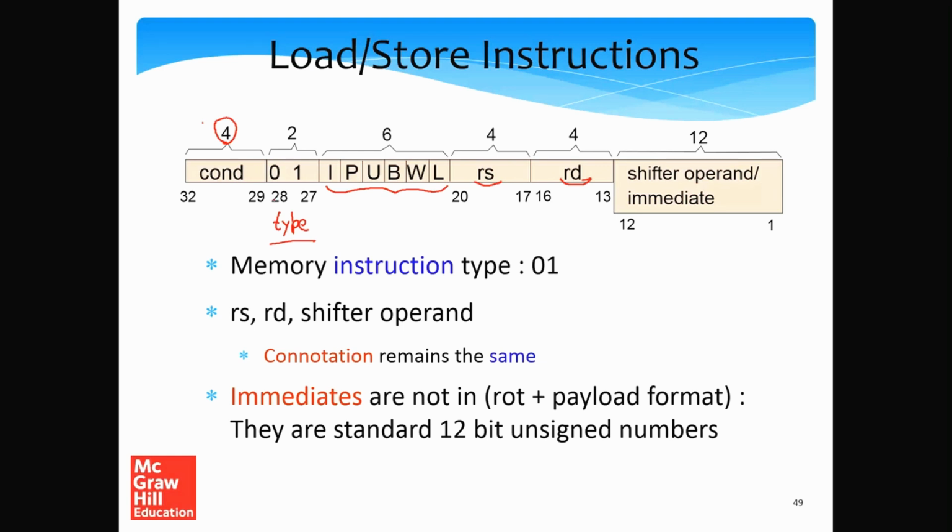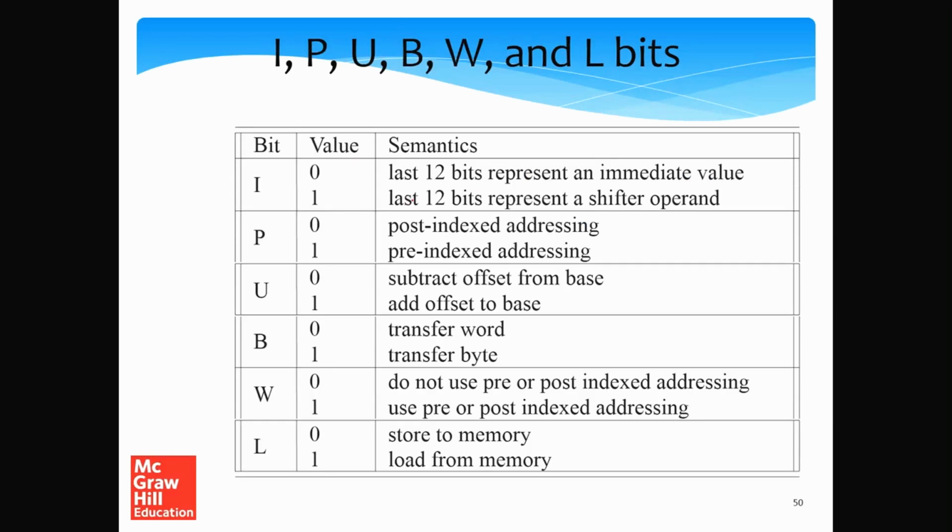So what we need to discuss now is the connotation of these fields I, P, U, B, W, L. The I bit, if it is 0, says that the last 12 bits represent an immediate value, a fixed offset from the base register. And if it is 1, it says that the last 12 bits represent a shifter operand. So the connotation of the I bit can slightly change; in one case, if I is 1, it represents an immediate, but that is the connotation in this case. The P bit, if it is 0, represents the post-indexed addressing mode. If it's 1, it represents the pre-indexed addressing mode.